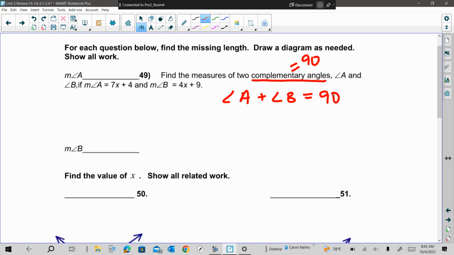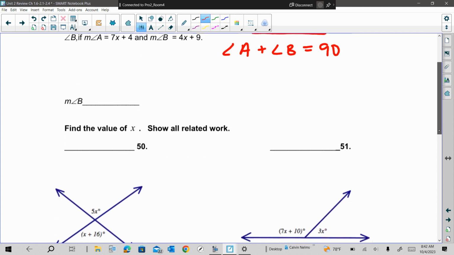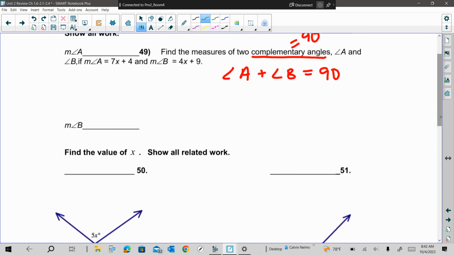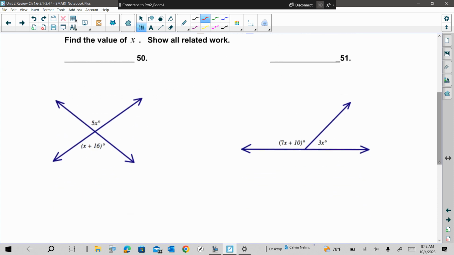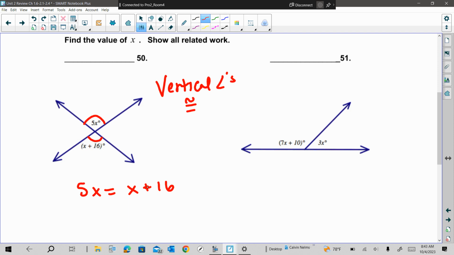So either I'm going to tell you in the word, in the description, in the given information, or I want you to be able to look at the picture. So like, look at 50. What type of angles are shown? No, not adjacent. Yeah, there are vertical angles shown. They're across from each other. So your vertical angles are congruent. So your 5x is going to equal the x plus 16. Jason, get this down. We're on the other page.